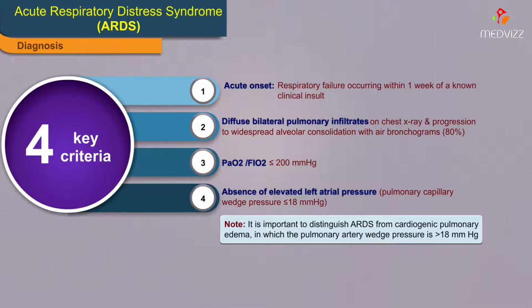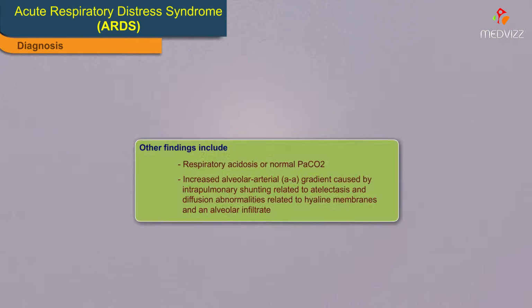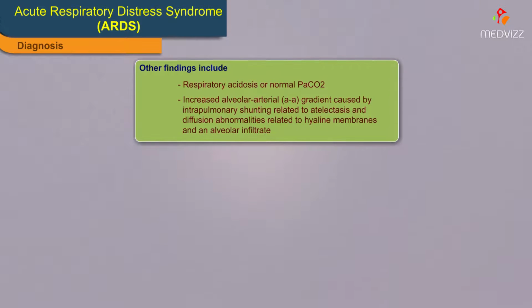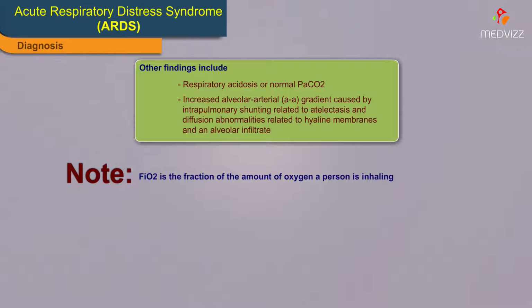It's important to distinguish ARDS from cardiogenic pulmonary edema, in which the pulmonary artery wedge pressure is more than 18 millimeters of mercury. The newer criteria for diagnosis of acute respiratory distress syndrome have removed the elevated left atrial pressure, and they have also included the ability to use non-invasive ventilation with a measure of PEEP. Other findings in this condition include respiratory acidosis or normal PaCO2. There's an increased alveolar arterial gradient caused by intrapulmonary shunting related to atelectasis and diffusion abnormalities related to hyaline membranes and an alveolar infiltrate.